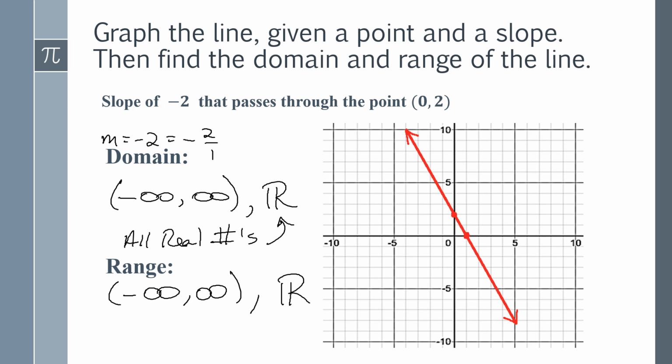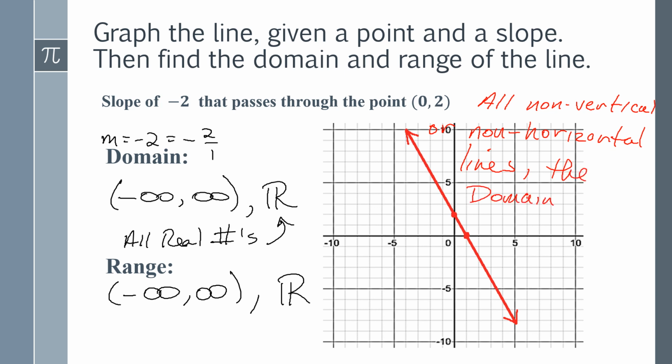So here's a caveat, or what we might call a rule, that for all non-vertical or non-horizontal lines, the domain and range are always, oops, get a Y in there, -infinity to +infinity, or all real numbers.